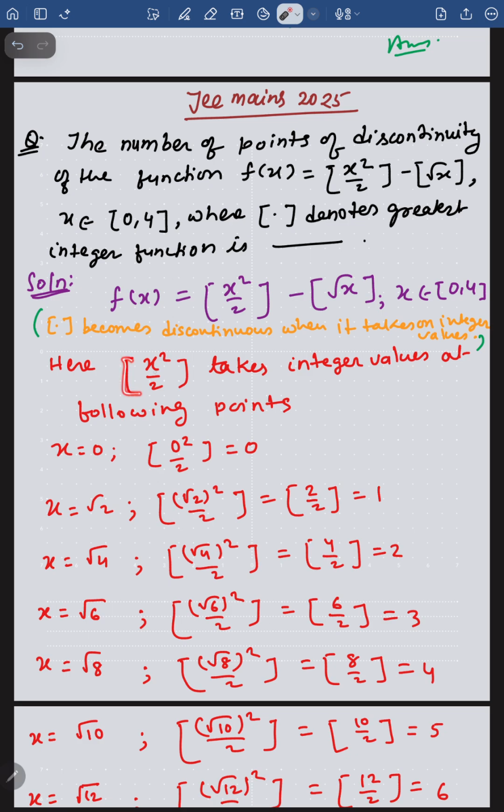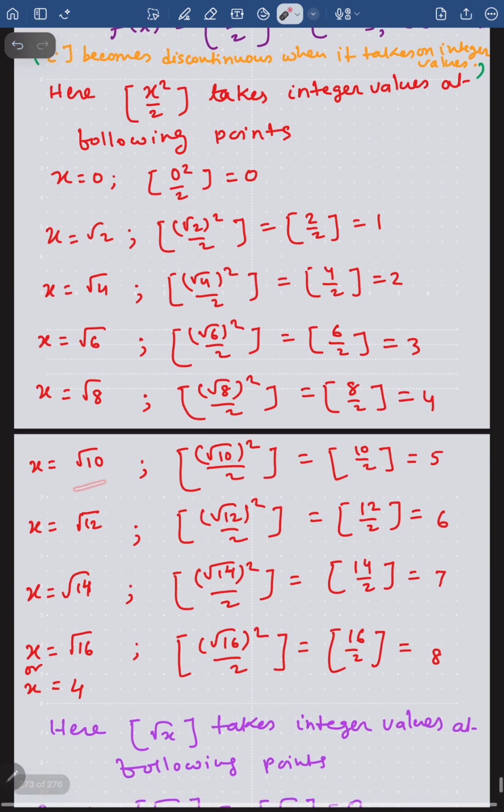Here x square upon 2 inside the greatest integer takes integer values at the following points. Number 1 is 0, 0 square upon 2 is 0. Now root 2, because root 2 square is 2, means even values. Wherever you get even values at those points, this function will give you an integer. So even values you will get at x equal to root 2, because root 2 square is 2, upon 2 is 1. x equal to root 4: root 4 square is 4, 4 upon 2 is 2. Root 6 square is 6, upon 2 is 3. Root 8 square upon 2, that is 8 upon 2, is 4.